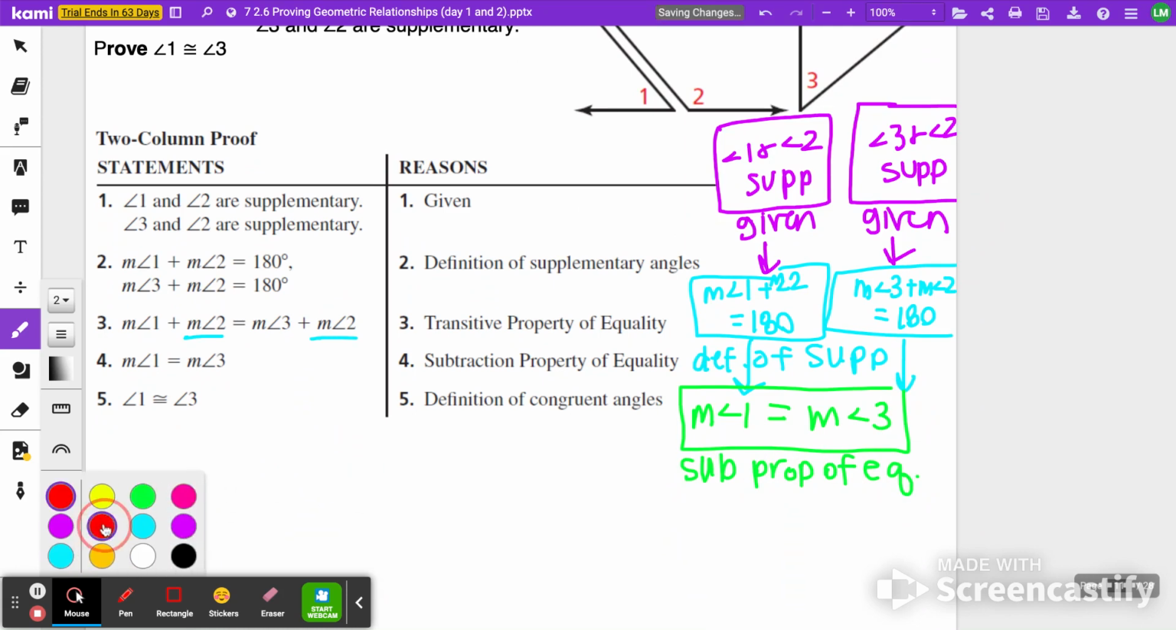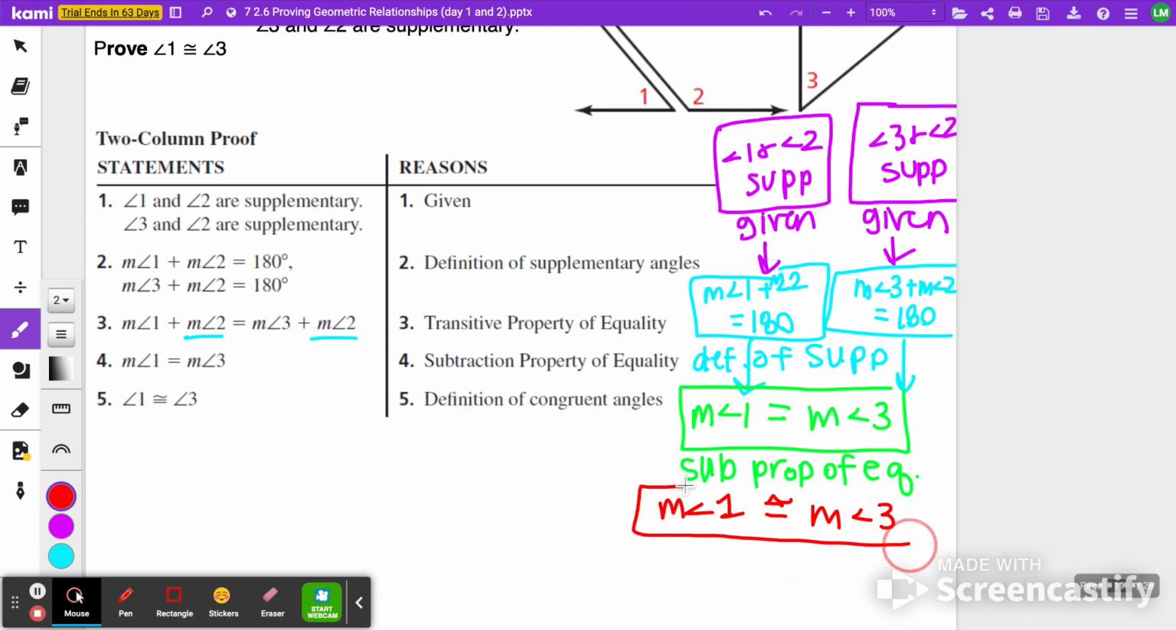So that we can now say the measure of angle 1 is congruent to the measure of angle 3. And that is using the congruent angles. So definition of congruent angles.